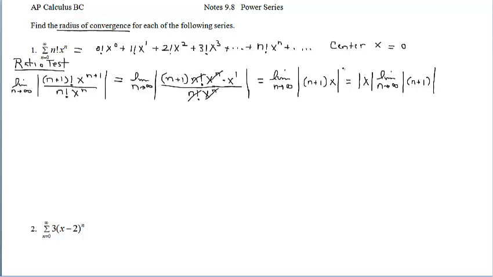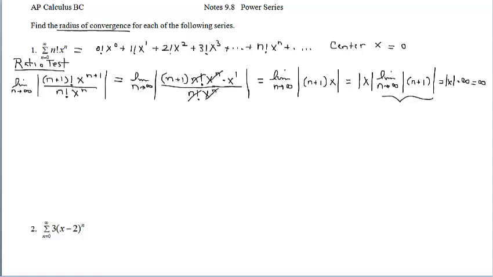Okay, and now we can work on finding this limit answer right here. Well, as n goes to infinity, we can see that the limit goes to infinity. So what we end up with is the absolute value of x times infinity. Well, that product is just going to be infinity.